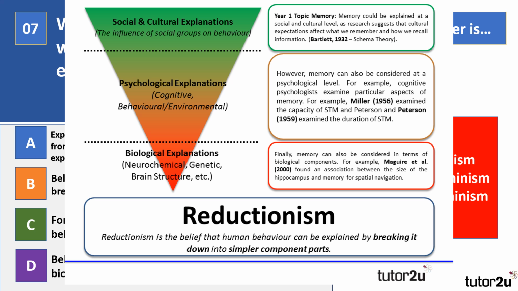So we can look at the highest level in terms of how culture influences our memory, and maybe looking at Bartlett's work on schema theory. In the middle level we've got the work of the cognitive psychologists who've investigated the capacity of memory, and then at the lowest level, the biological, we've got particular brain areas involved in different types of memory. So basically this is about reductionism. Reductionism is about breaking down behaviour. The levels of explanation are essentially the socio-cultural, the psychological and the biological, so the depth really of the reductionism.